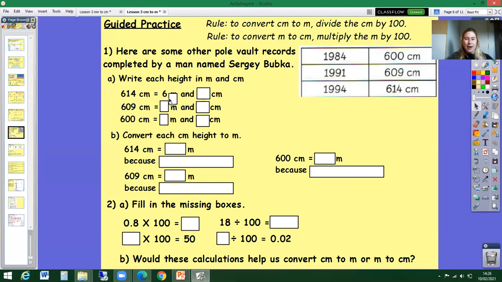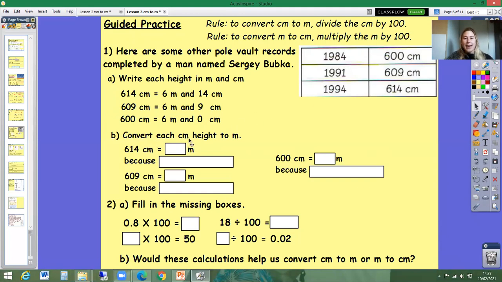So hopefully you realized that we could split 614 into 600, which would be 6 meters, 600 centimeters, and then we'd have 14 centimeters left over. With this one, we could split our number into 600 centimeters and 9. So we'd have 600 centimeters, which is 6 meters, and then 9 centimeters left over. And this one was a bit of a trick. We know that 100 centimeters is 1 meter, so 600 centimeters is 6 meters, and there are no other centimeters. They're all adding up to those 6 meters, aren't they?